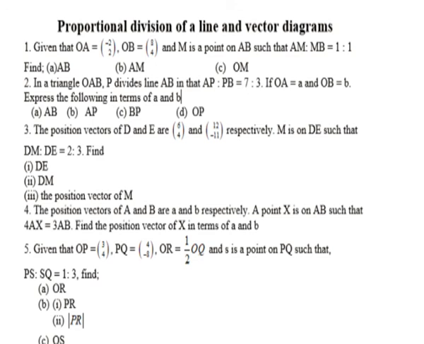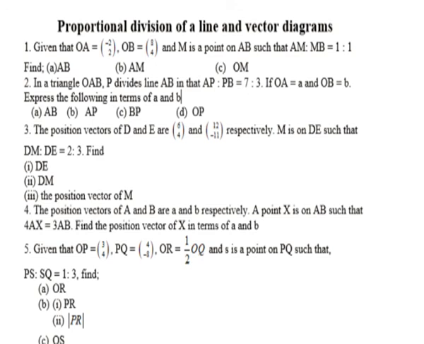So we have OAB, then they are saying P divides line AB such that AP to PB, write the question there, AP to PB, they are giving us the ratio as 7 to 3. So you have to be very keen, 7 to 3. And again, they are giving us OA as A, and also they are giving us OB as B. They are telling us to express in terms of A and B.